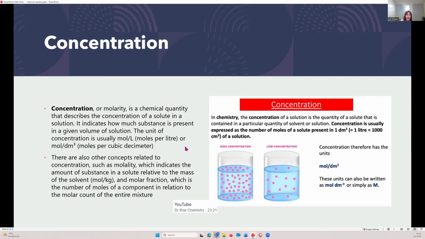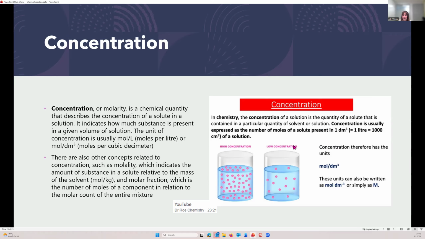And then there are other concepts as well, but you get to know these on other courses. On this course, we use the concentration as moles per liter. And here is the figure explaining this better. The concentration of a solution is the quantity of a solute that is contained in the particular quantity of solvent or solution. In the solution, of course, there might be also other substances. You are now interested in the concentration of a certain substance.